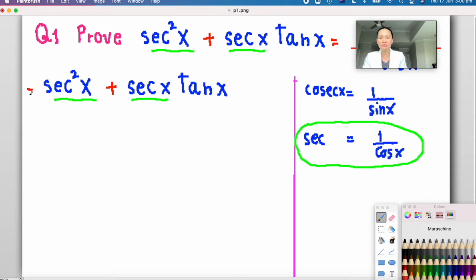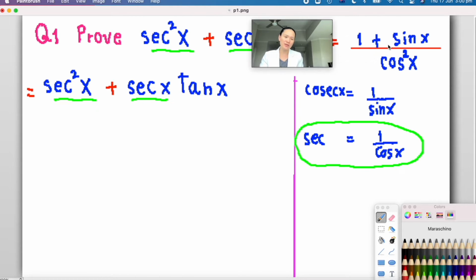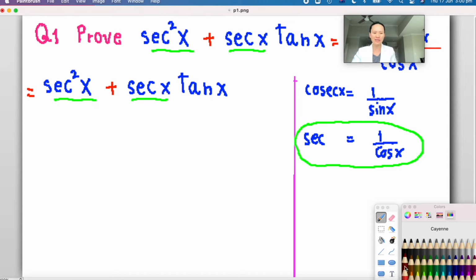If we have done them correctly, the answer has to be 1 plus sine x divided by cos x squared. Alright, from here, what I know, can you help me please? I know that sec equals 1 over cos x. So of course, sec x squared equals 1 divided by cos x squared. Does it make sense? Go to the next one, we plus sec x. Okay, I forgot to put x here. Sec x, I know that sec x equals 1 over cos x.